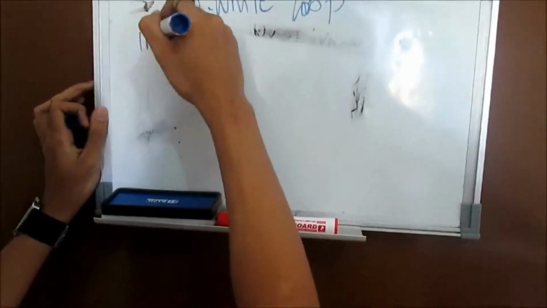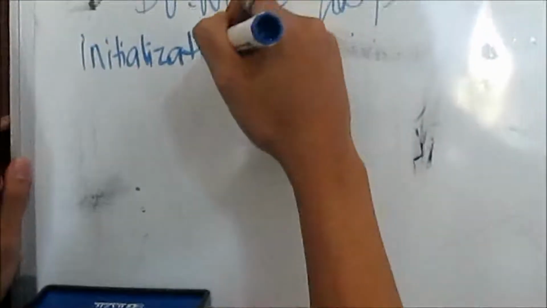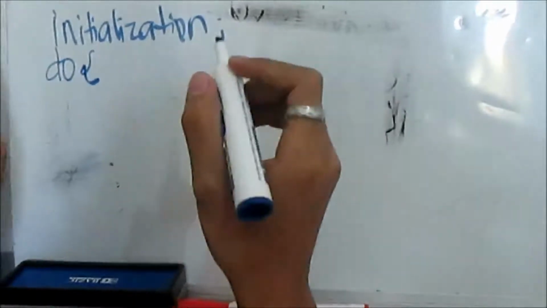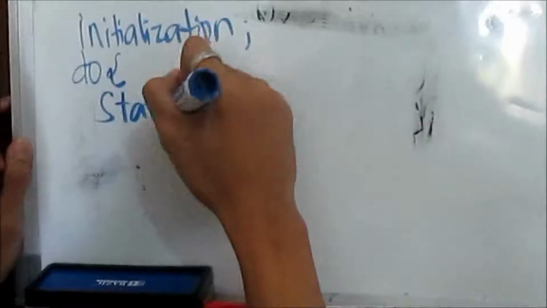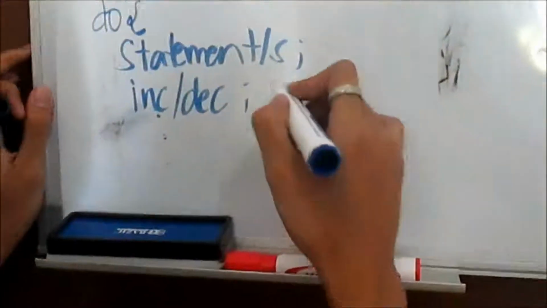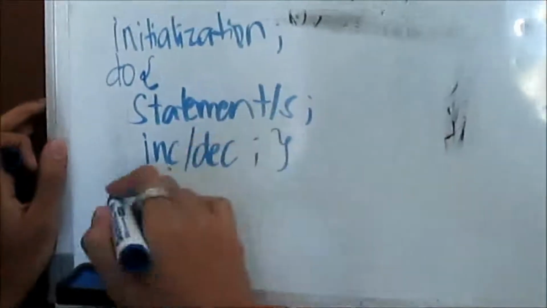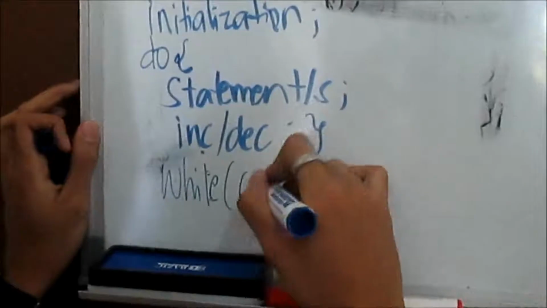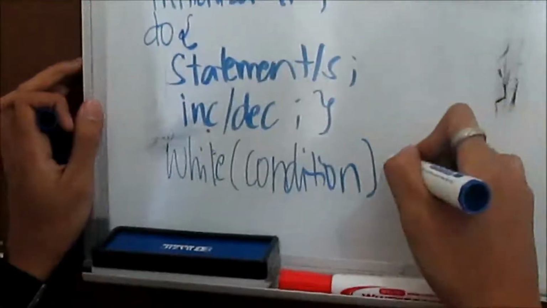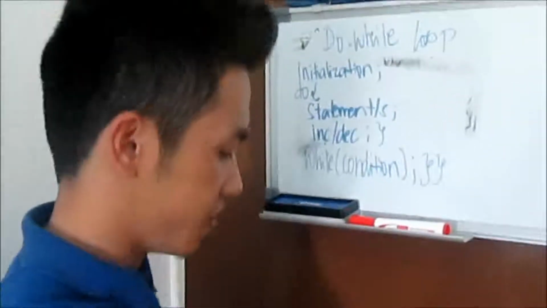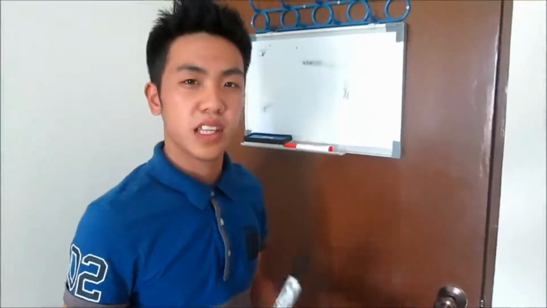First, the initialization. And then the keyword do. And then the statement. And then the postfix, the incrementation or decrementation, I'm sorry. And then we close that with the bracket. And then the while, and the condition. And that's the syntax of do while loop. And now, you know the syntax.